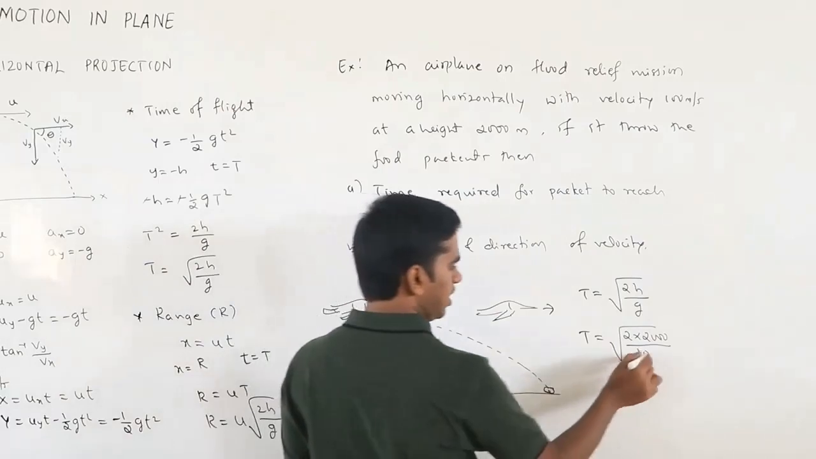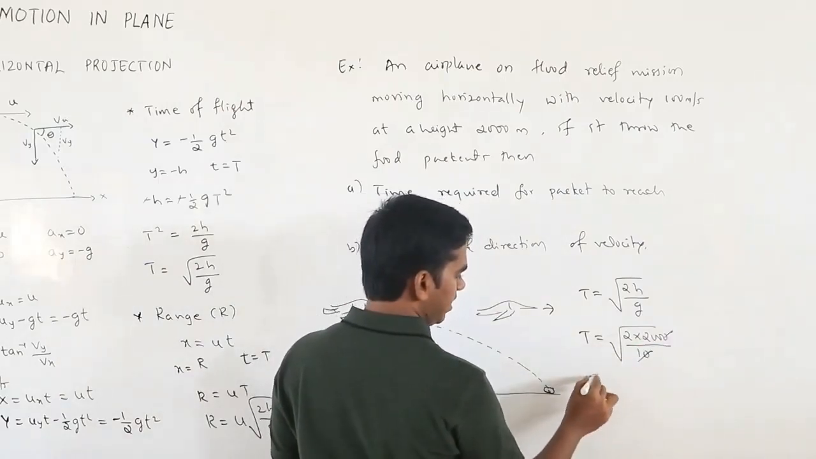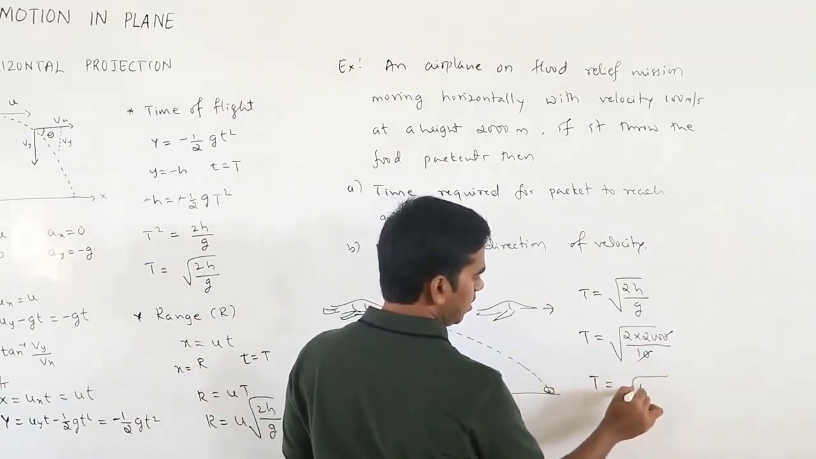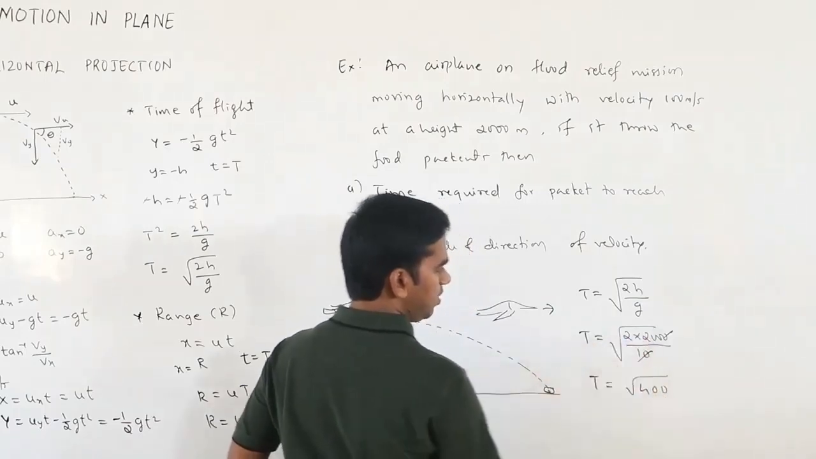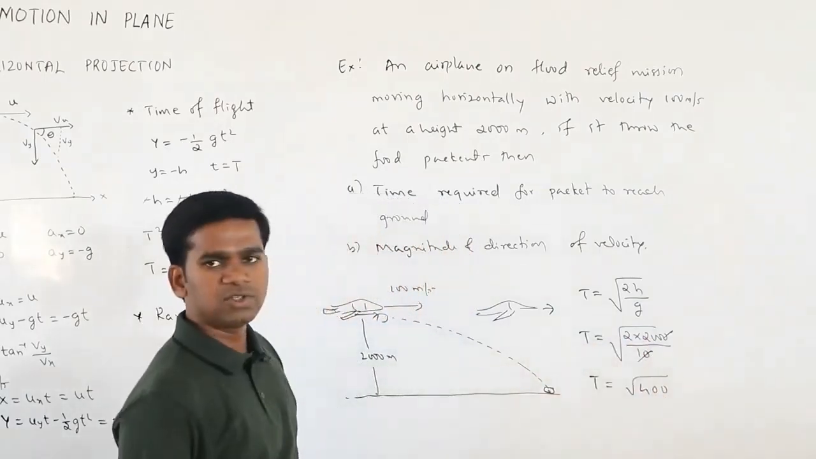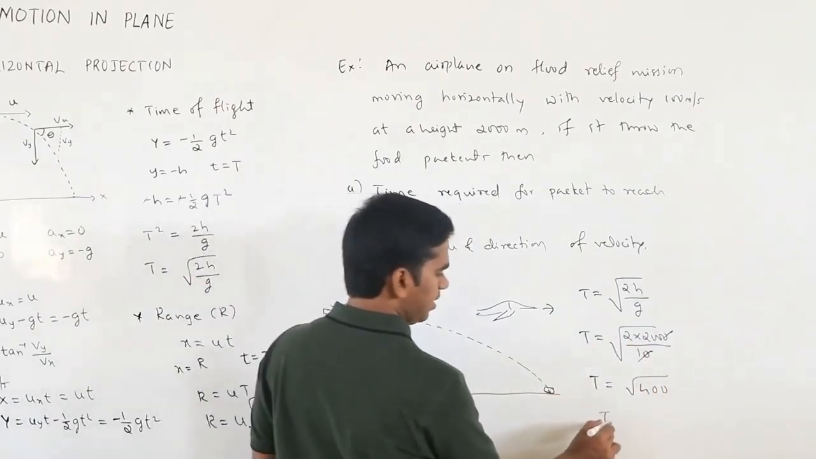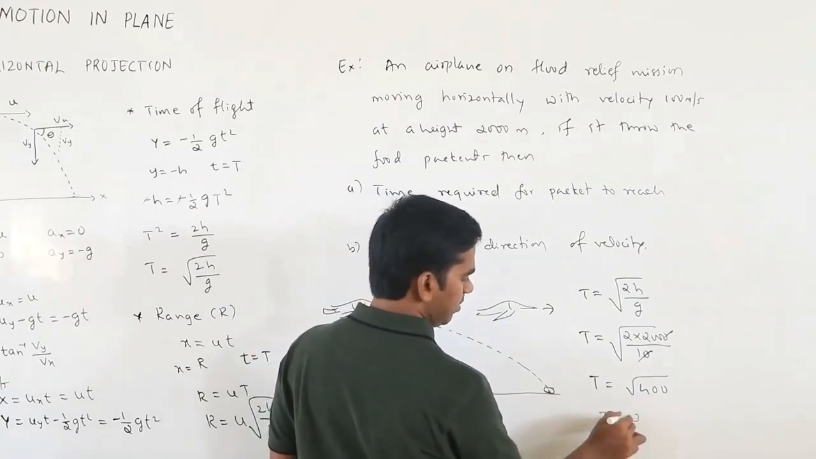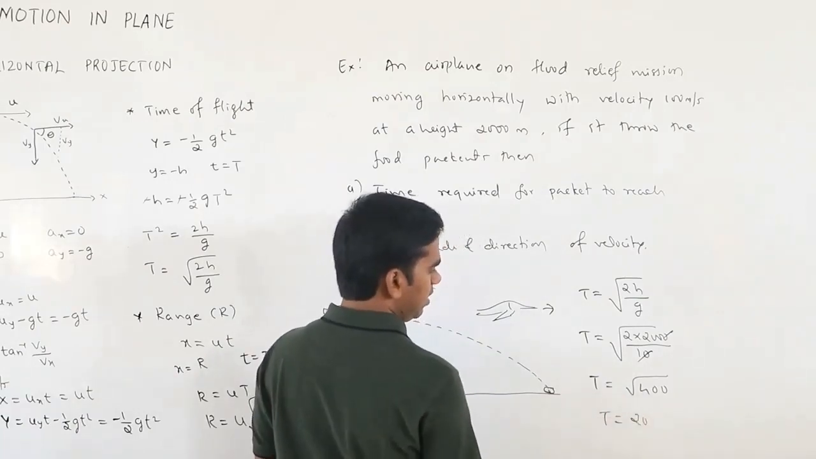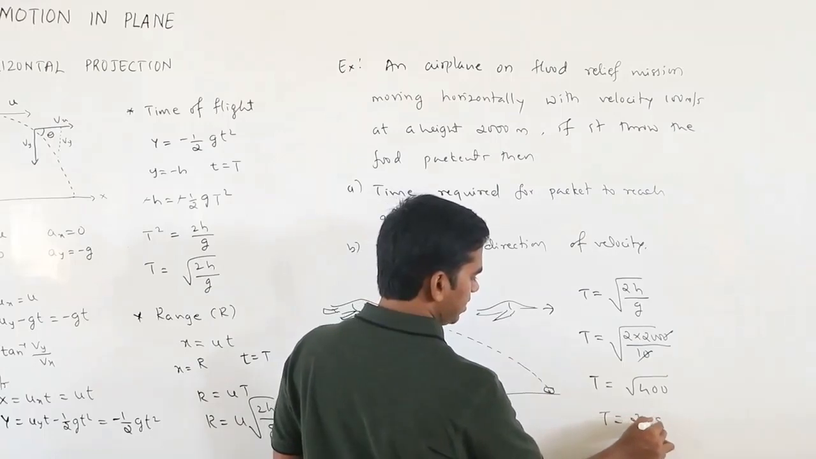Let me take 10. So this one will get cancelled, and this will become 400. 200 into 2 is 400. So what is the time? t equals root of 400, which will become 20. So 20 seconds.